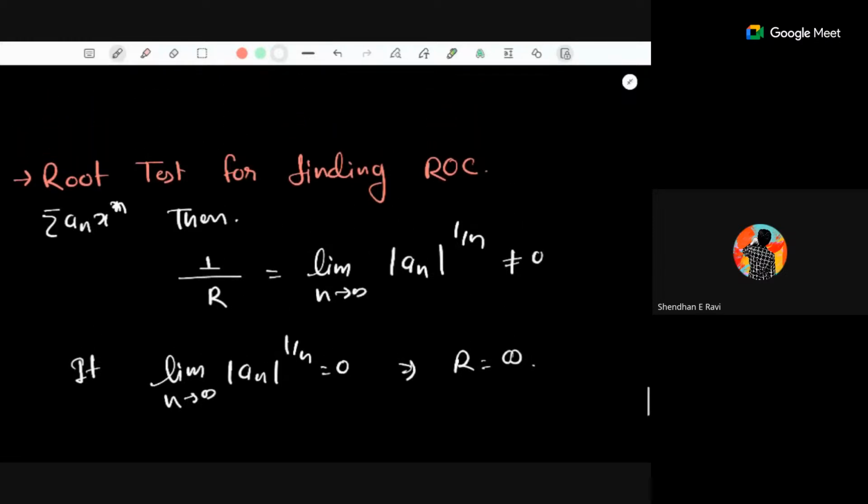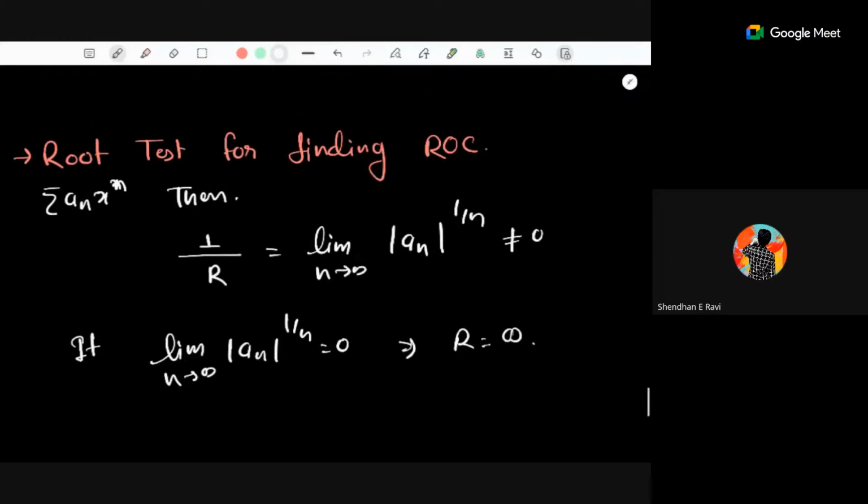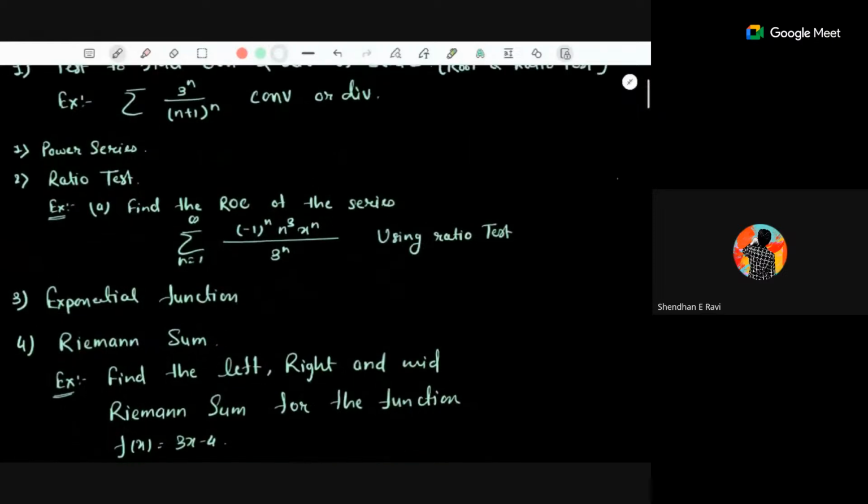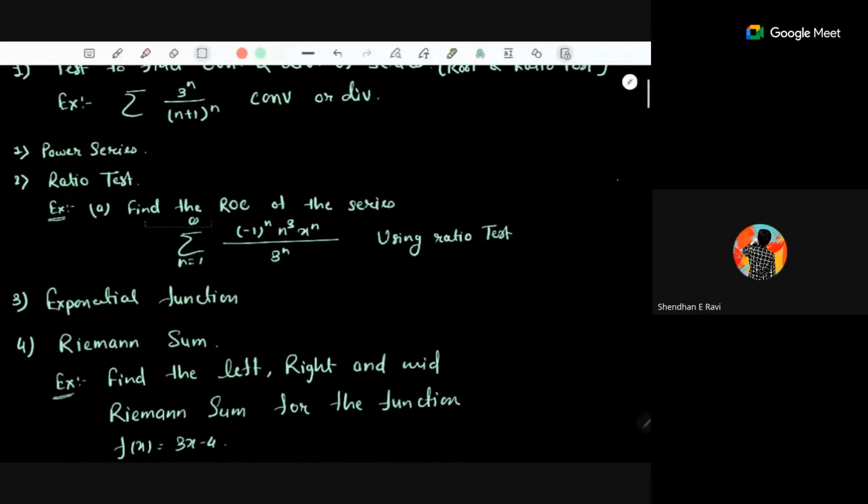Okay, I'll write a bit slow. So this is known as the root test. Now I have an example, and we will find the radius of convergence of that particular series. So let me see that example. Yeah, so we have this one here.